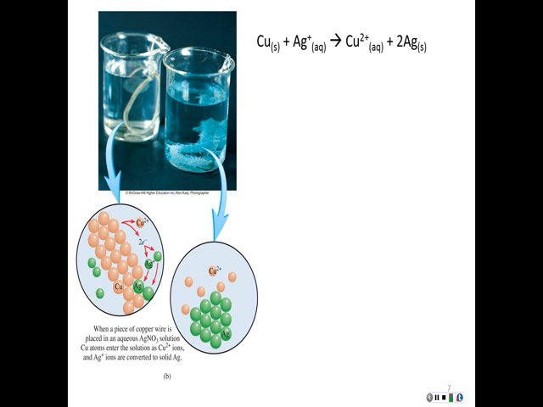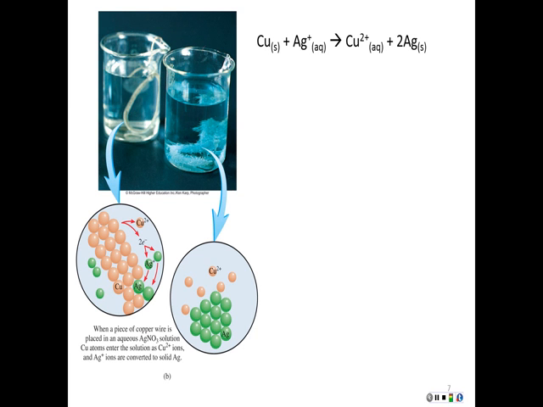If you take a piece of copper metal, it can be a penny, or it can even be a piece of copper wire, which actually works better. You can take that copper wire, and again, this is the before picture. You can put a piece of copper wire in a solution that contains some silver nitrate. Now silver nitrate dissociates into silver and nitrate ions. The nitrate is just going to be a spectator.